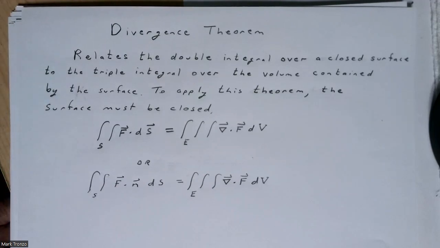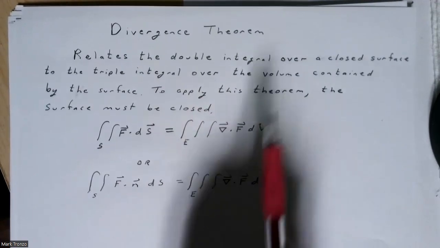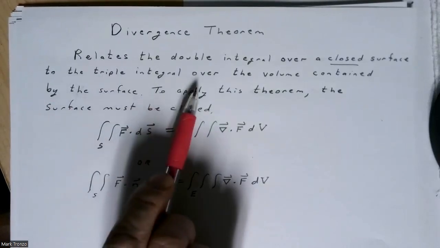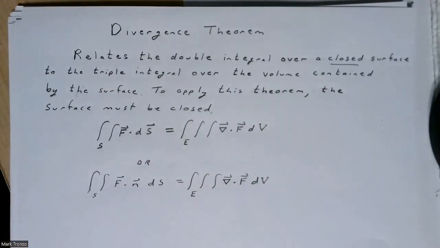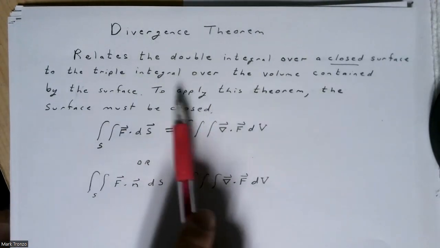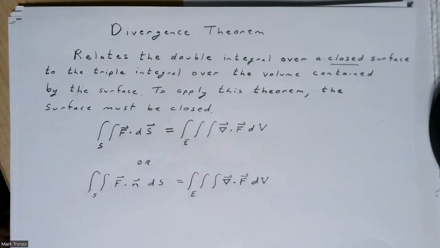In this video, we're going to look at the divergence theorem. The divergence theorem relates the double integral over a closed surface to the triple integral over the volume contained by the surface. So in other words, the volume inside that surface. Now again, to apply this theorem, the surface must be closed.